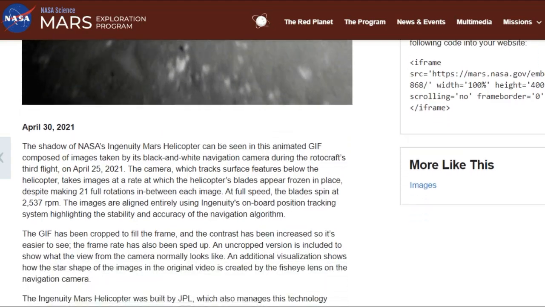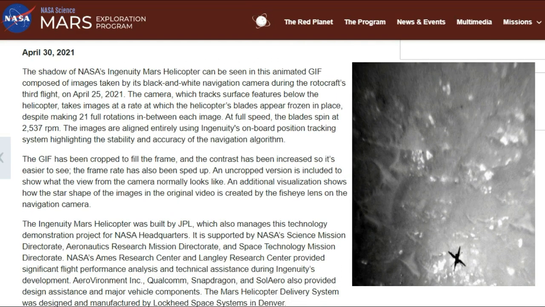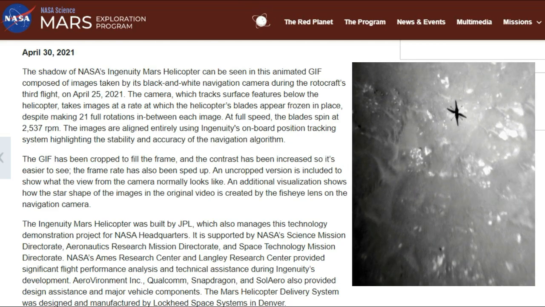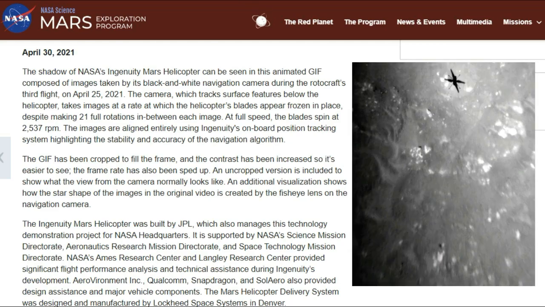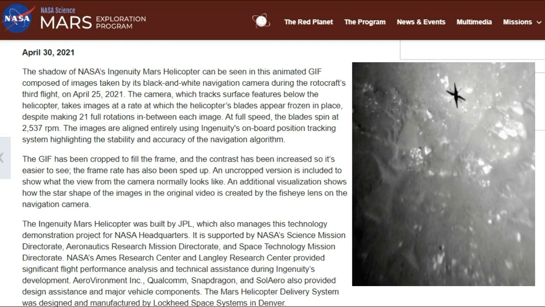At full speed, the blades spin at 2,537 revolutions per minute. The images are aligned entirely using Ingenuity's onboard position tracking system, highlighting the stability and accuracy of the navigation algorithm.